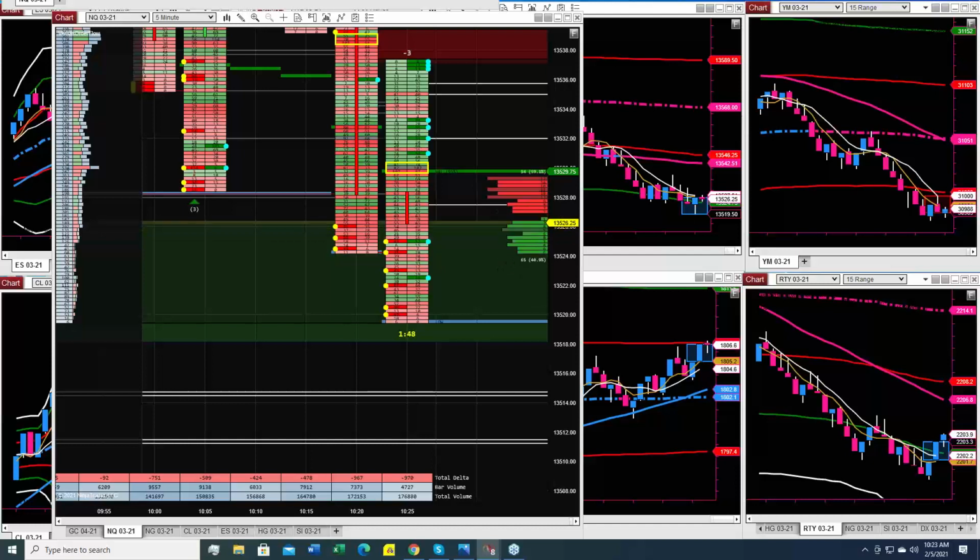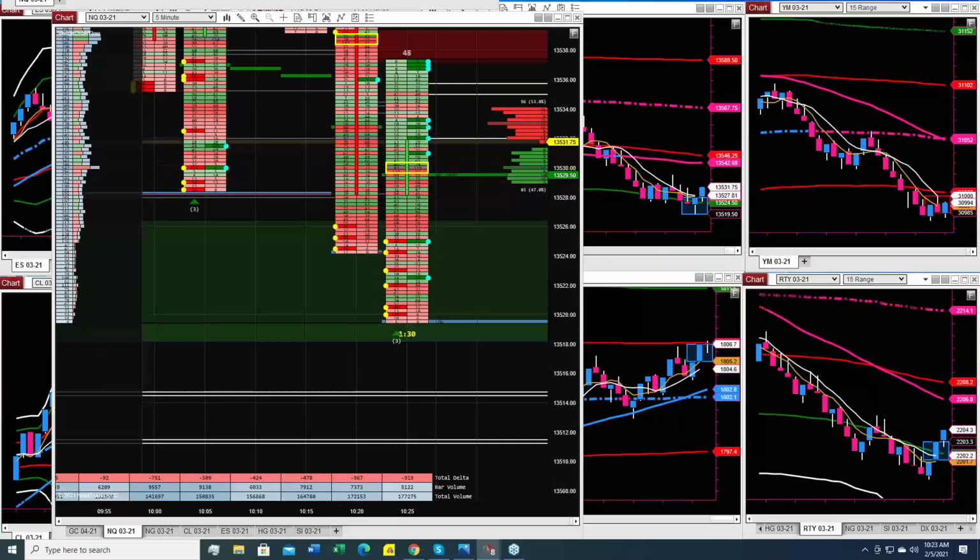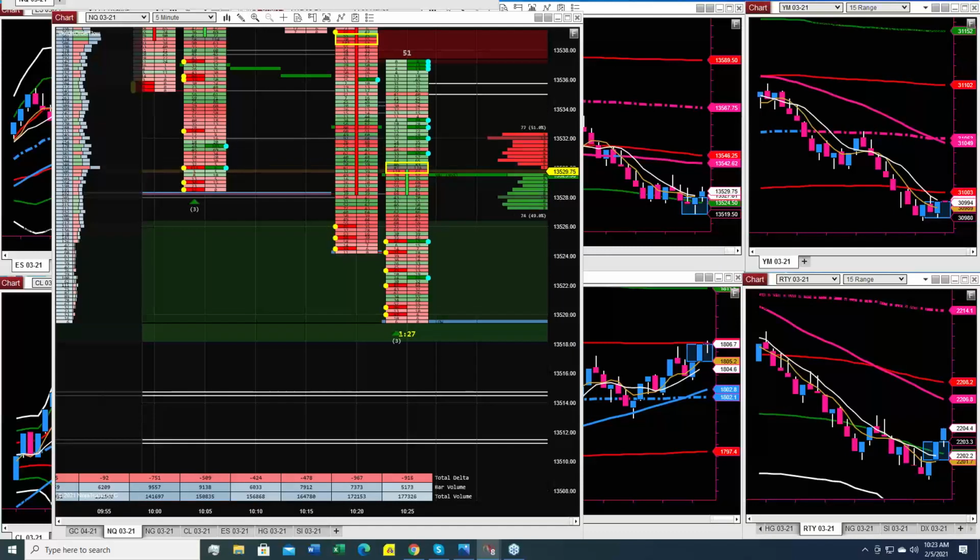Russell may get a bounce off the bottom here, but I still think it's coming down further. It's just a very low volatility trade. At 10:30, I'll check volume. Still sellers in here, fellas. There's still sellers.